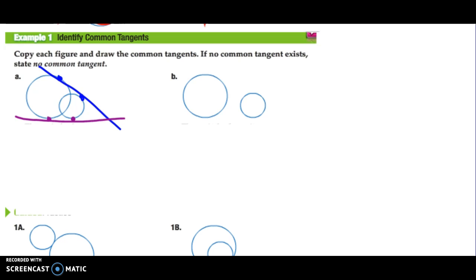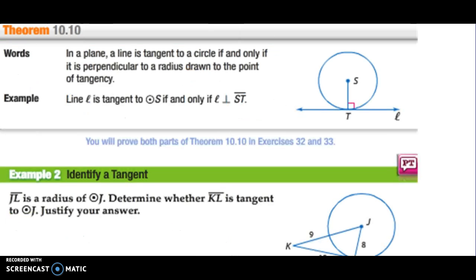Now, again, the same thing. I could do the exact same right here. Okay? Same thing. Common tangent right there. It hits at only 1 point on both circles. Okay? Very good.